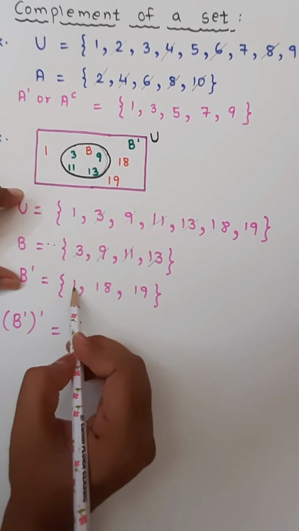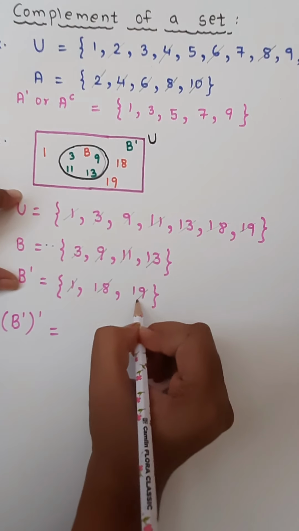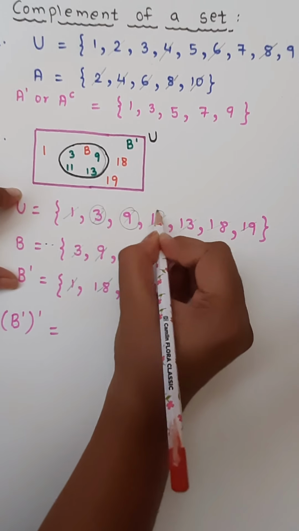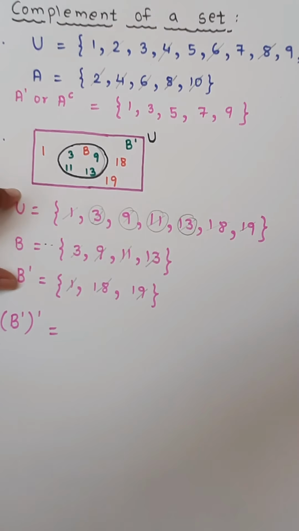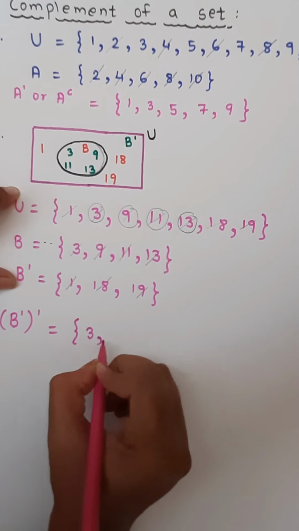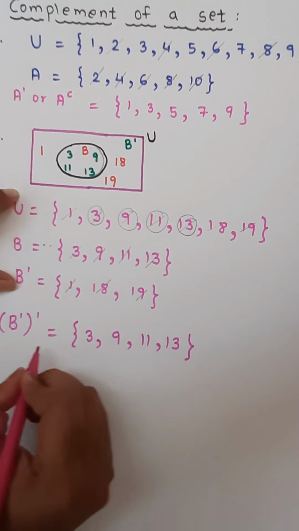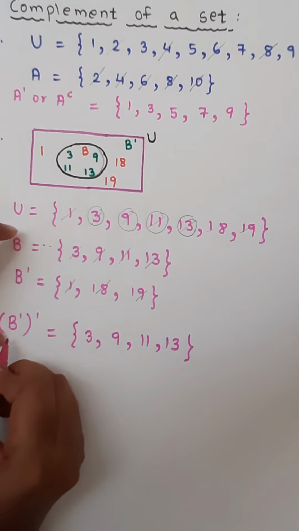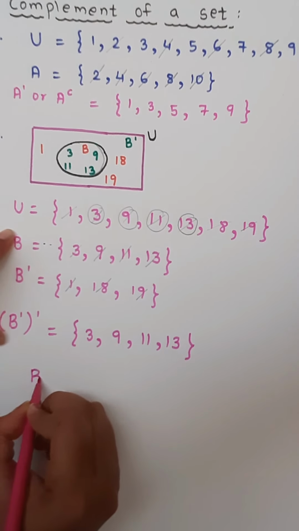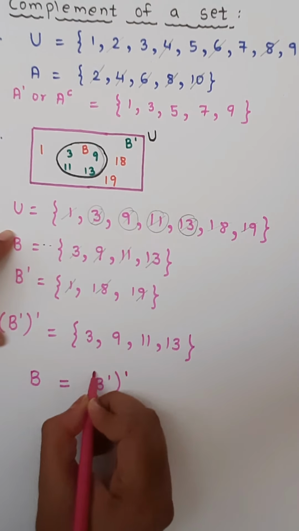So I'm going to strike off the common ones. It is 1, then 18 is also common, 19 is also common, but which are not there: 3, 9, 11 and 13. Those are not there in B dash, so write them. The complement of B dash is 3, 9, 11 and 13. Can you see the set B? Then it is verified that the set B is equal to the complement of B dash.